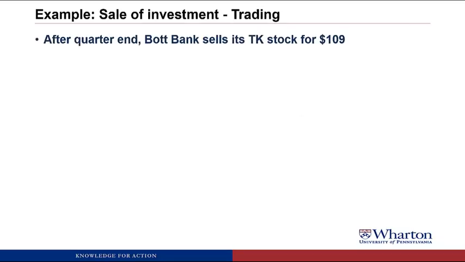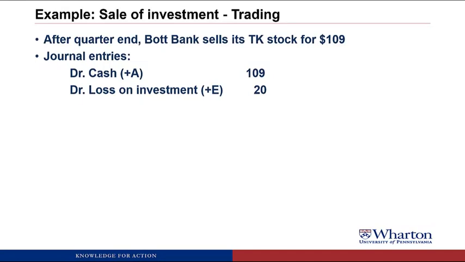Now Bot is going to sell its TK stock. The stock price has gone down a little bit, and so they can only sell it for $109. So the journal entry is Bot gets $109 of cash, so they debit cash 109. They get a loss on investment of 20 because the marketable securities were carried at 129 on the balance sheet the most recent quarter end. So remember, under trading securities, this loss when you sell the securities that goes in the income statement is the difference between what the marketable securities were valued at on the last balance sheet date and the cash that you receive. Then we have to go on and do the tax part.